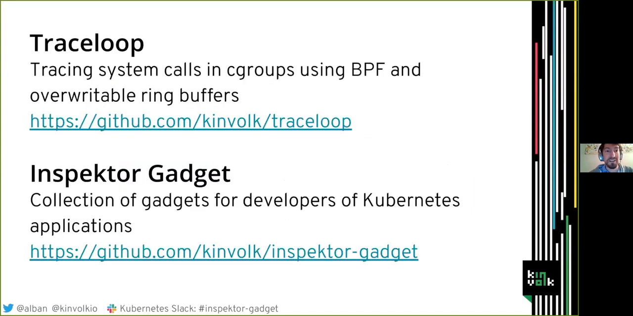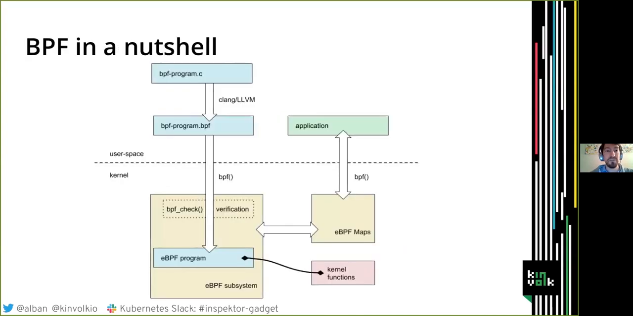So the first tool I'll talk about is Trace Loop. That's to trace system calls in a similar way to strace, but using C groups and BPF in a different way. And then Inspector Gadget is like using Trace Loop and other tools to present that in a user-friendly way on a Kubernetes level. So that's two open source projects.